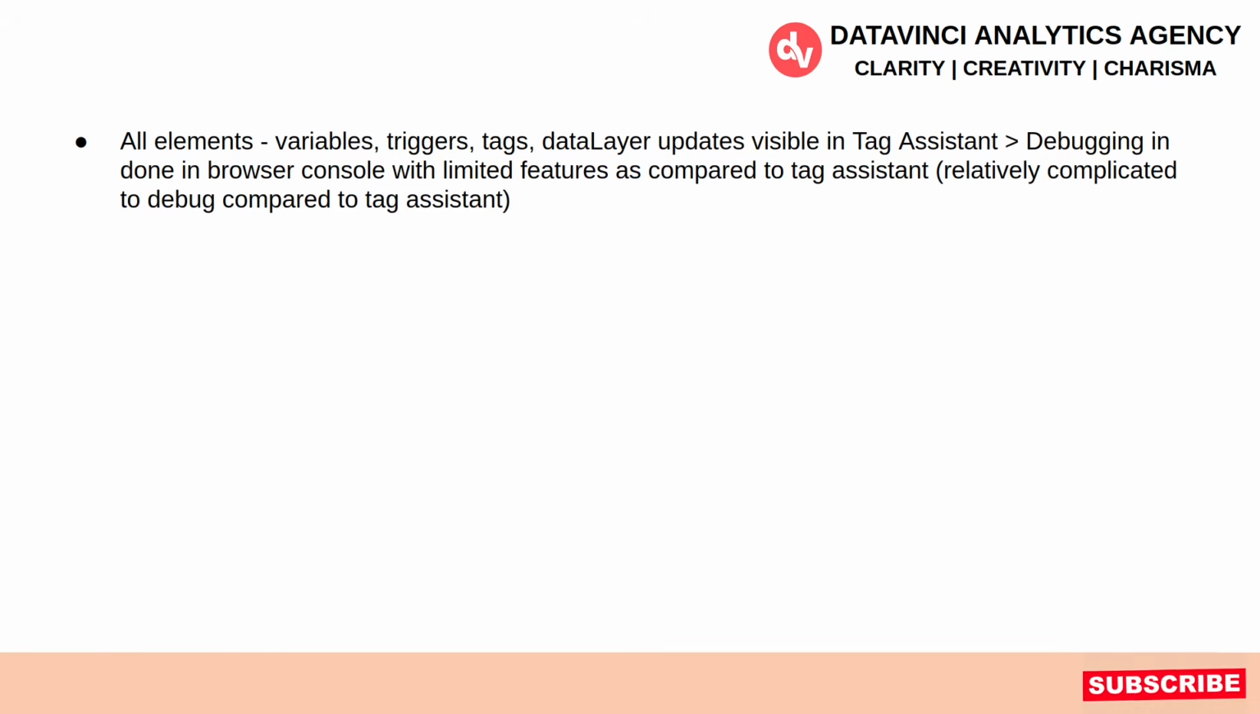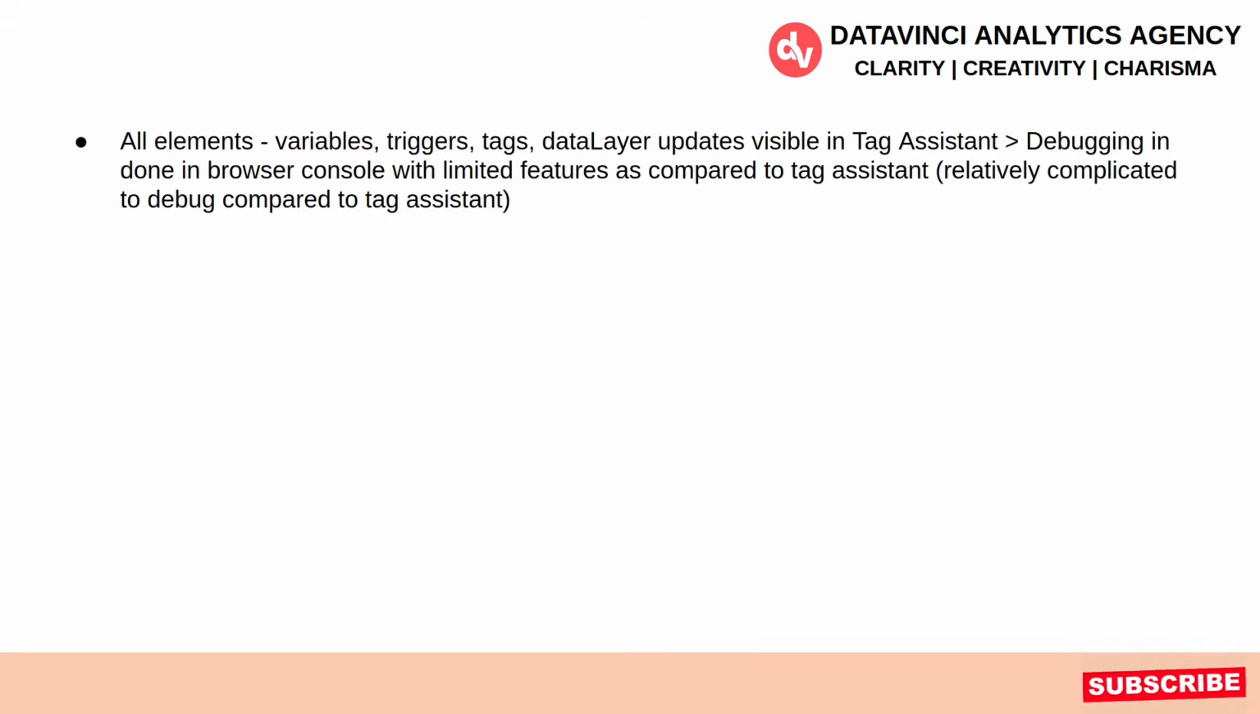And the other thing which I cannot display as such because of privacy reasons, right? But all elements, be it variables, triggers, tags, data layer updates, are visible in the Tag Assistant, so that you can see yourself. But in Adobe Launch, debugging is done in the browser console with limited features as compared to Tag Assistant. So you will not see everything on the fly, and it is not directly possible.